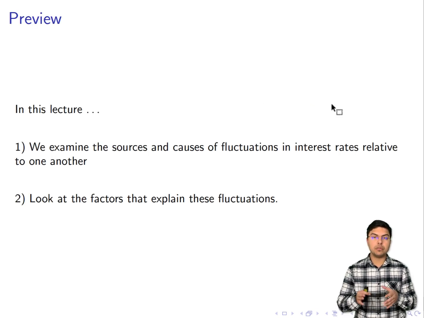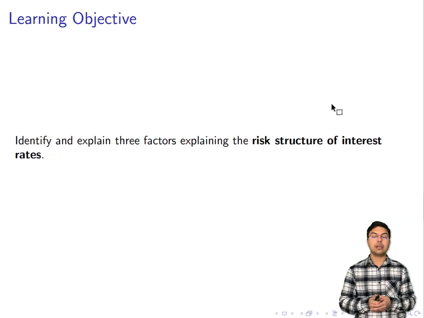To give you a preview of this lecture, the first thing that we will study is that we will examine the sources and causes of fluctuations in interest rates relative to one another. And the second key point that we will cover is that we look at the various factors that can explain these fluctuations. What's the key learning objective? The key learning objective of this lecture is that you should be able to identify and explain the three key factors that explain the risk structure of interest rates.